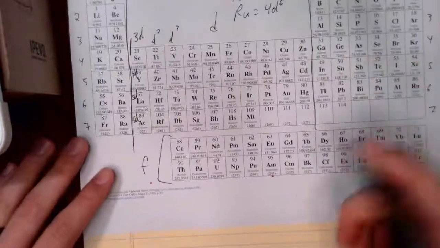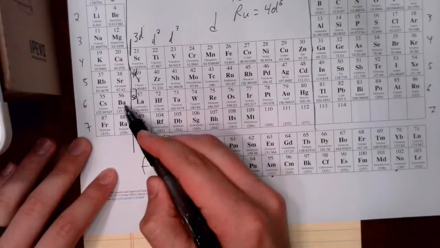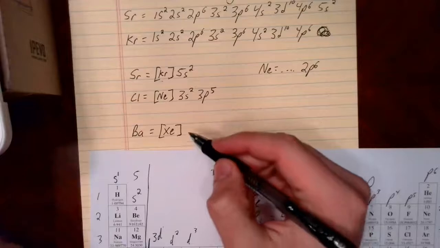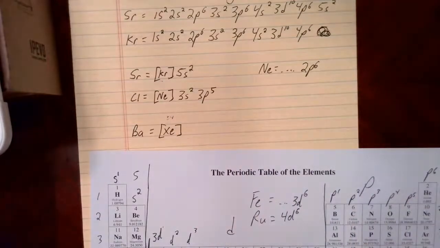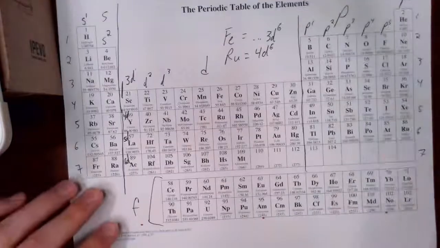Okay, so a couple things we have to figure out. Barium has 56 electrons. Xenon accounts for 54 of those. So this little piece right here already accounts for 54 electrons. I only have to deal with 2 more now.